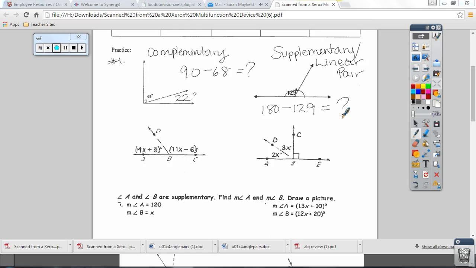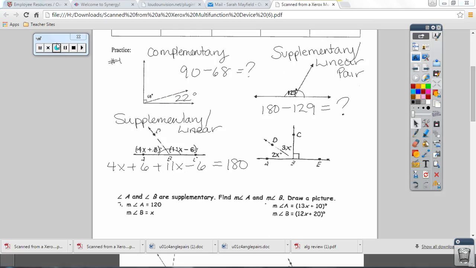What do you notice about the relationship on these 2 angles? Notice they make a linear pair. So these 2 angles have to add up to 180 degrees. So I'm going to combine like terms. I'm going to take 4x plus 6 plus 11x minus 6. That's going to equal 180 degrees because this is supplementary or it's a linear pair. Okay?